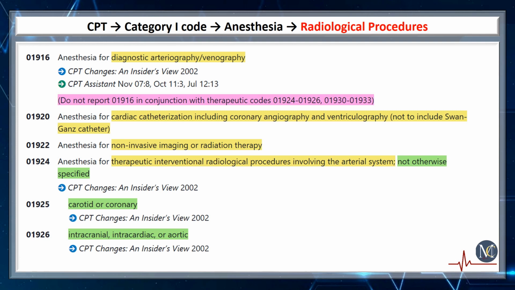Next code is 01926, intracranial, intracardiac, or aortic. The provider performs anesthesia services for a patient undergoing therapeutic interventional radiological procedure involving the arteries that are intracranial, situated within the skull, intracardiac, within the heart, or aorta, which is the main artery that takes blood from the heart to distribute to the rest of the body.